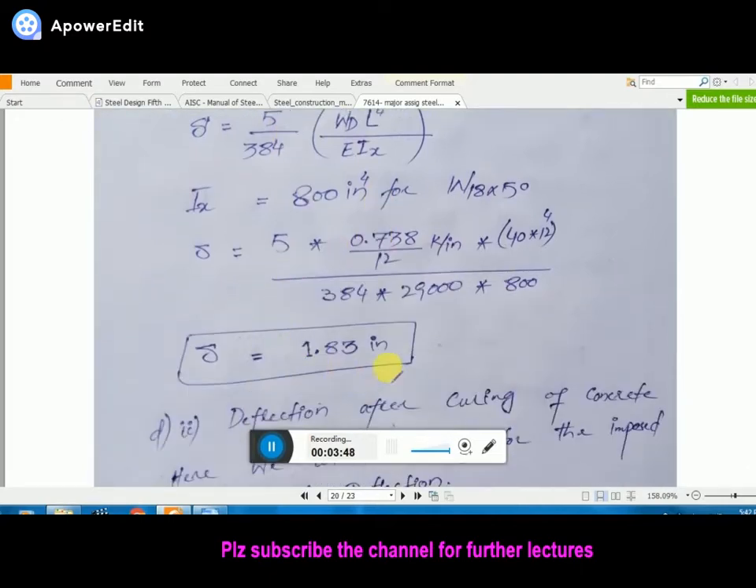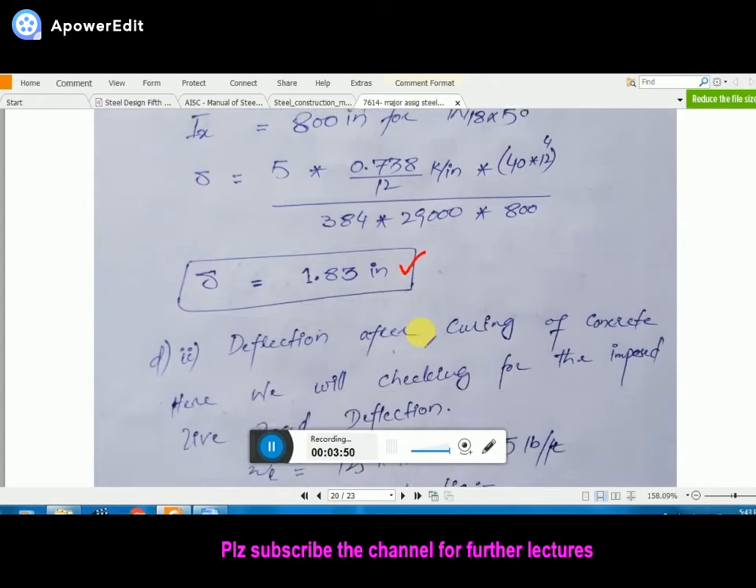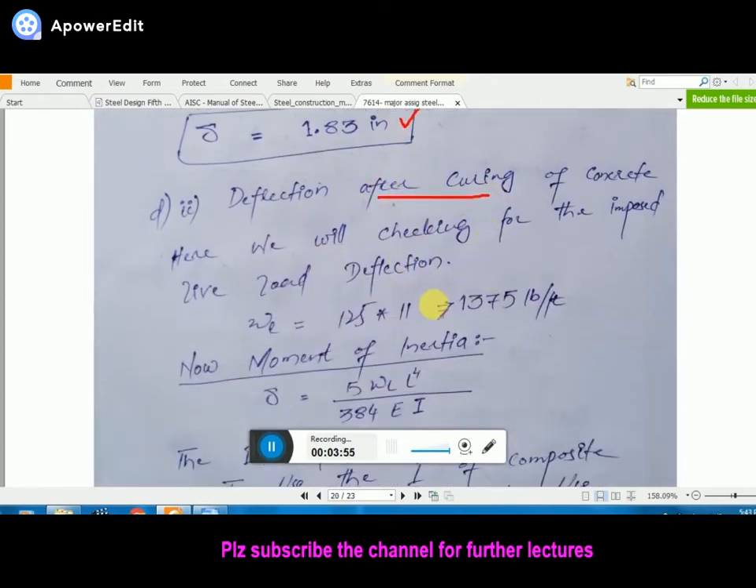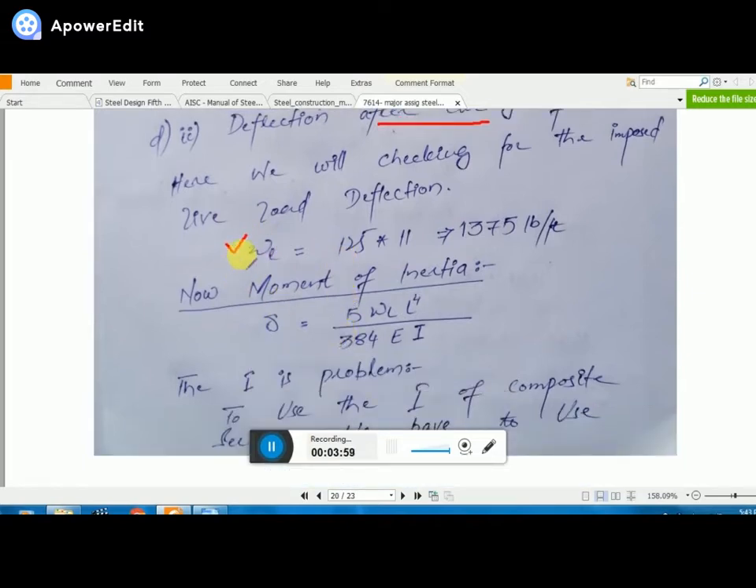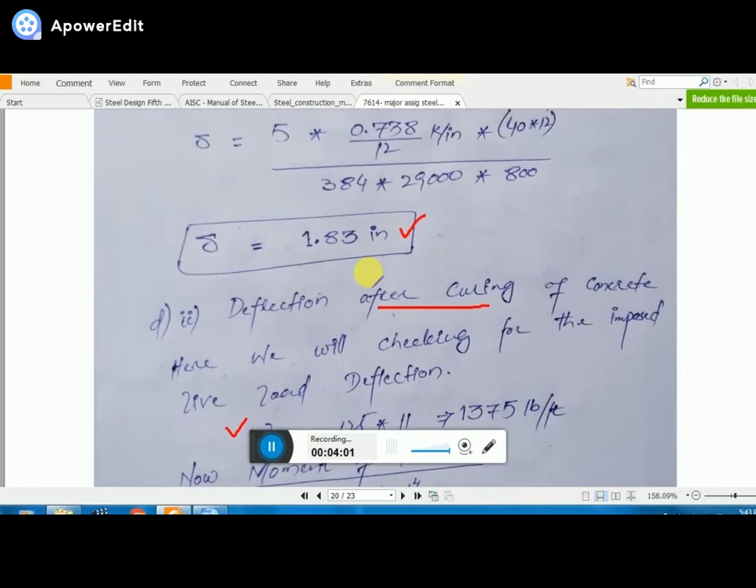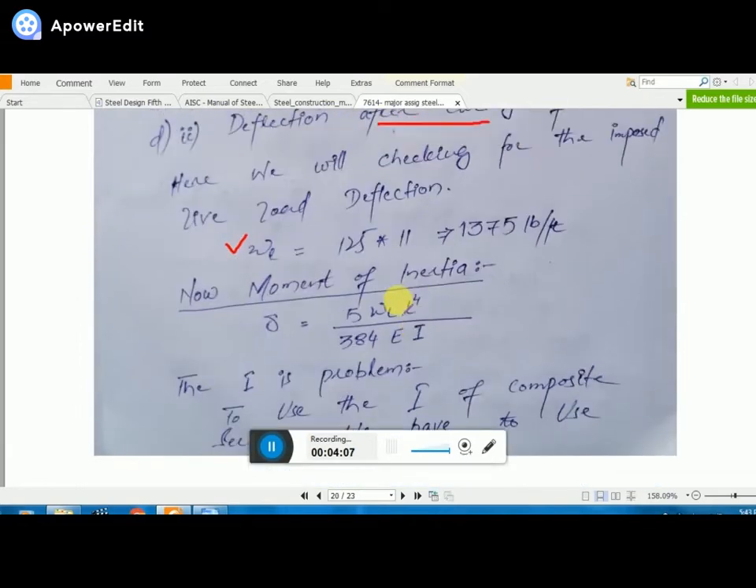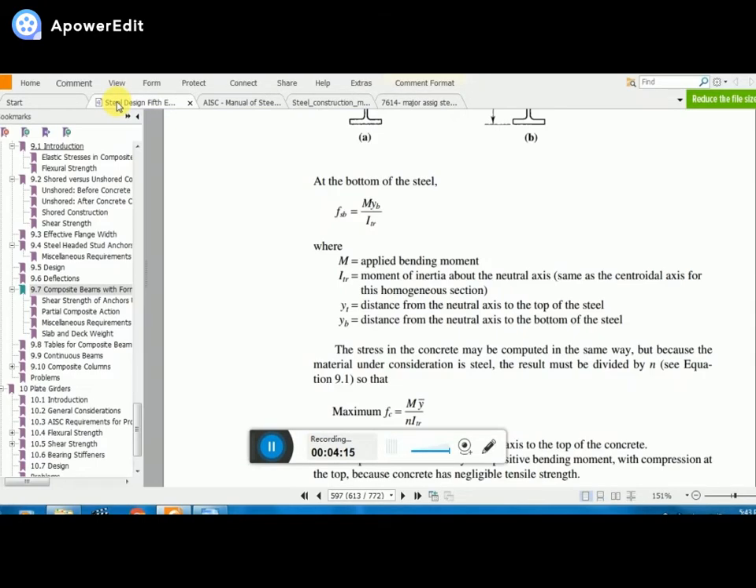The answer was 1.83. Now we start deflection after covering, and we calculate the live load. Okay, and now we have to determine the live load deflection. Clear? So we have to calculate the deflection, and before I start this remaining part, I want to share with you some basic concepts.